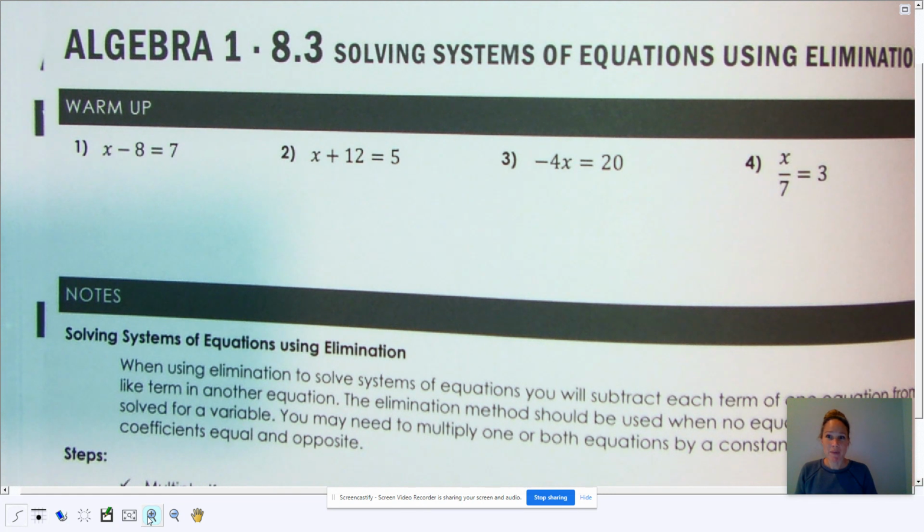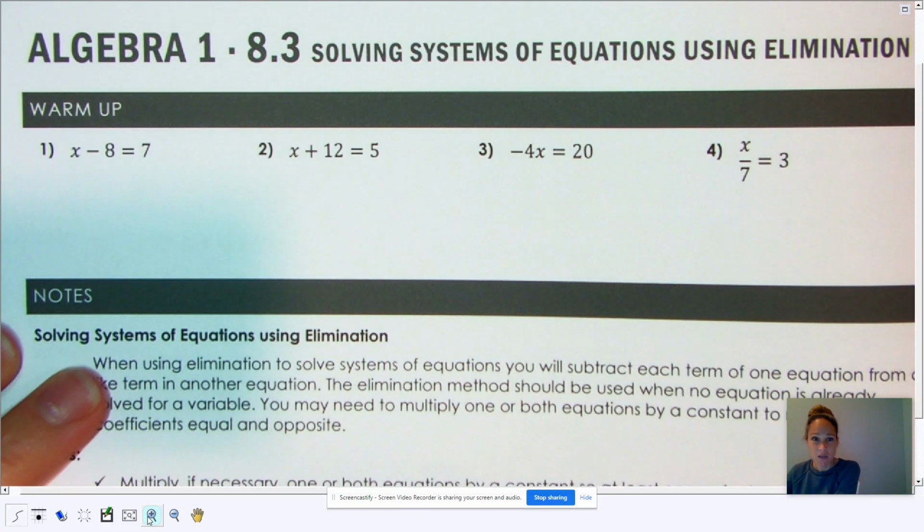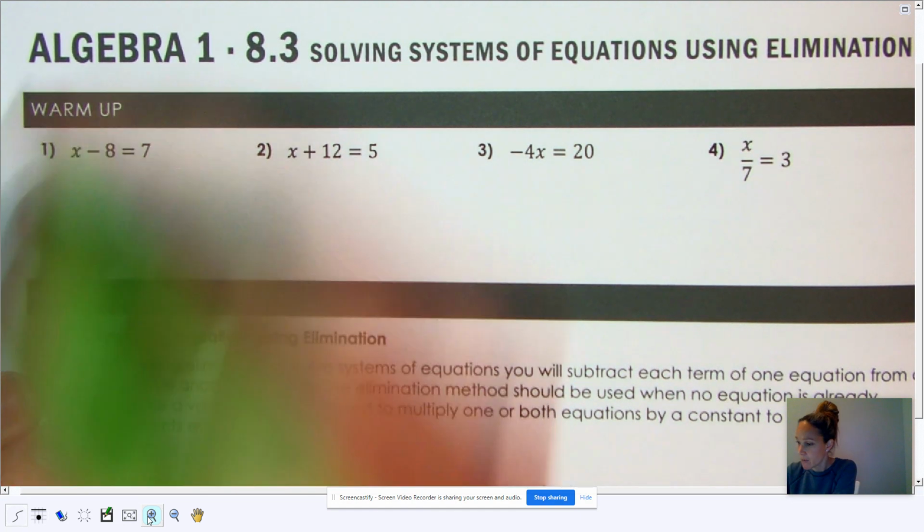Okay, so the warm-up, pretty easy today. We're going way back to one-step equations, what we did at the very, very beginning of the semester. So let's go ahead and solve these quickly and move on to our new learning.